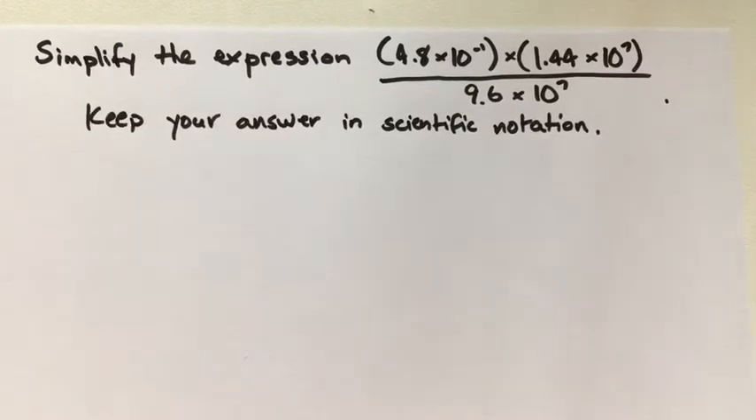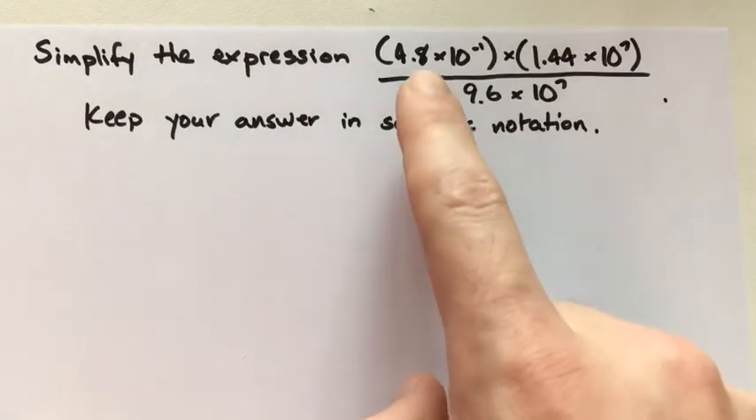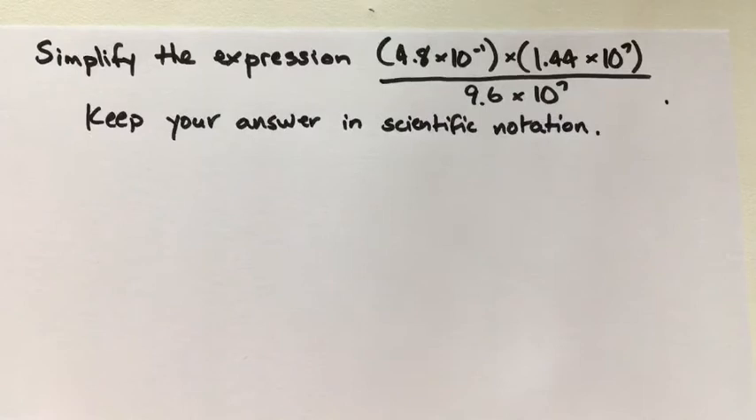Alright, so in this example, we want to simplify the expression 4.8 times 10 to the negative 1 times 1.44 times 10 to the 7 divided by 9.6 times 10 to the 7. Now, if you remember, each of these numbers is what we call in scientific notation.